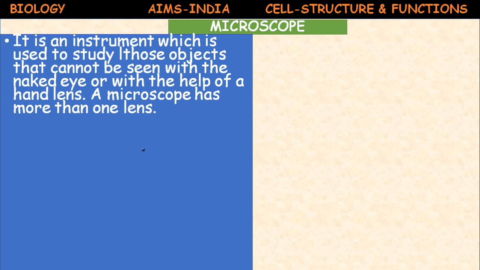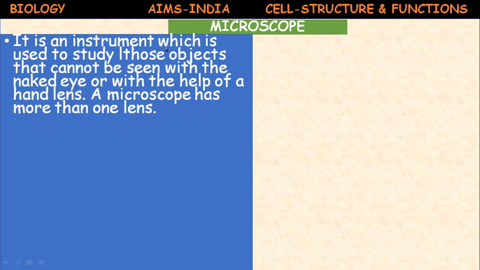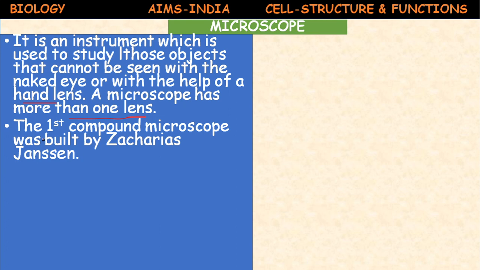So let us know briefly about the microscope. What is a microscope? A microscope is an instrument which is used to study those objects that cannot be seen with the naked eye or with the help of a hand lens. Hand lens means magnifying glass. A microscope has more than one lens. The first compound microscope was built by Zacharias Janssen.